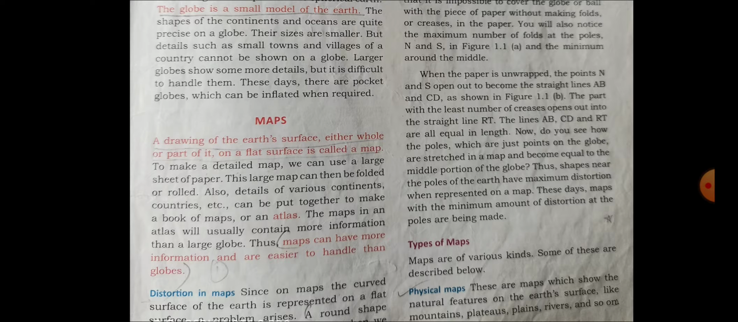There are different kinds of maps. Some of them are explained here. First one is physical maps. Physical maps usually show natural features on the earth's surface like mountains, plateaus, plains, rivers. They are known as physical maps.